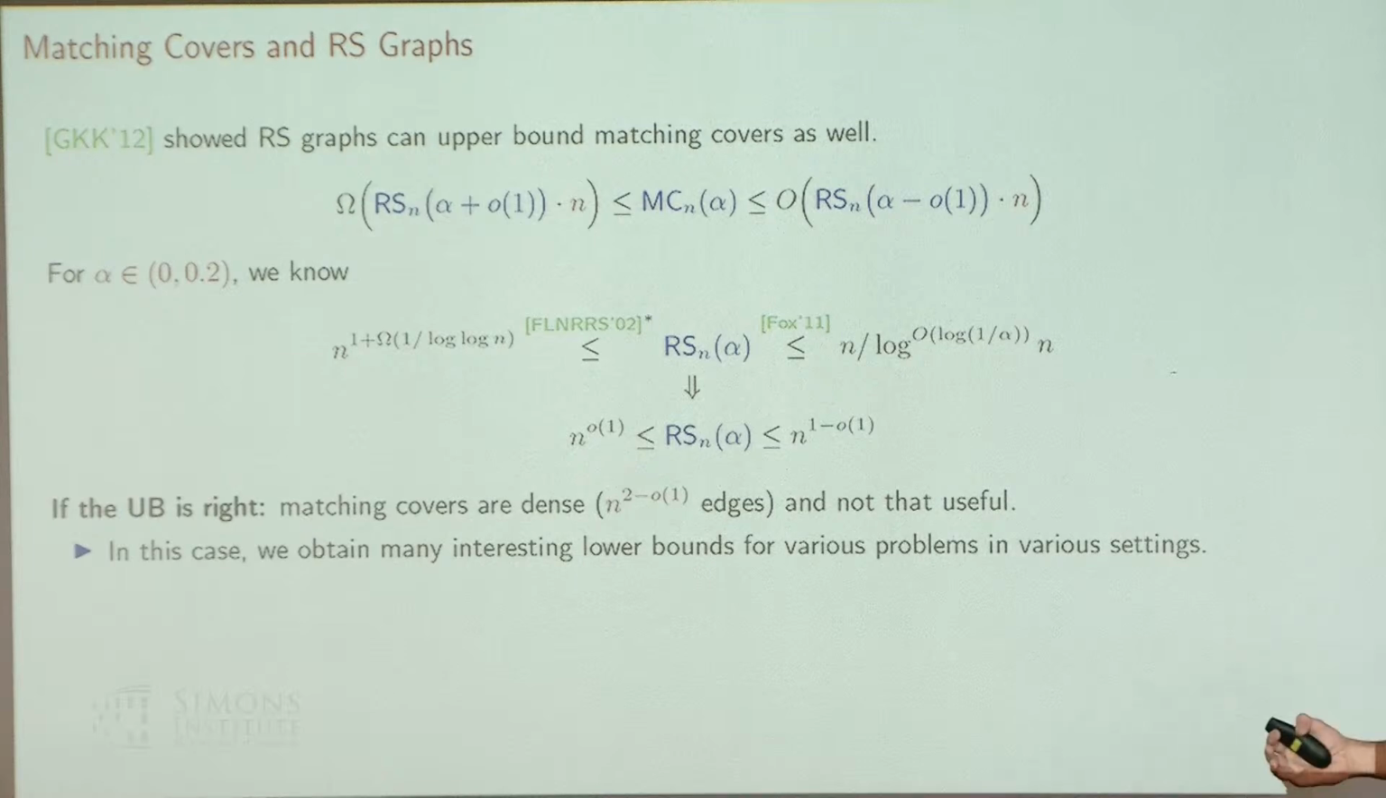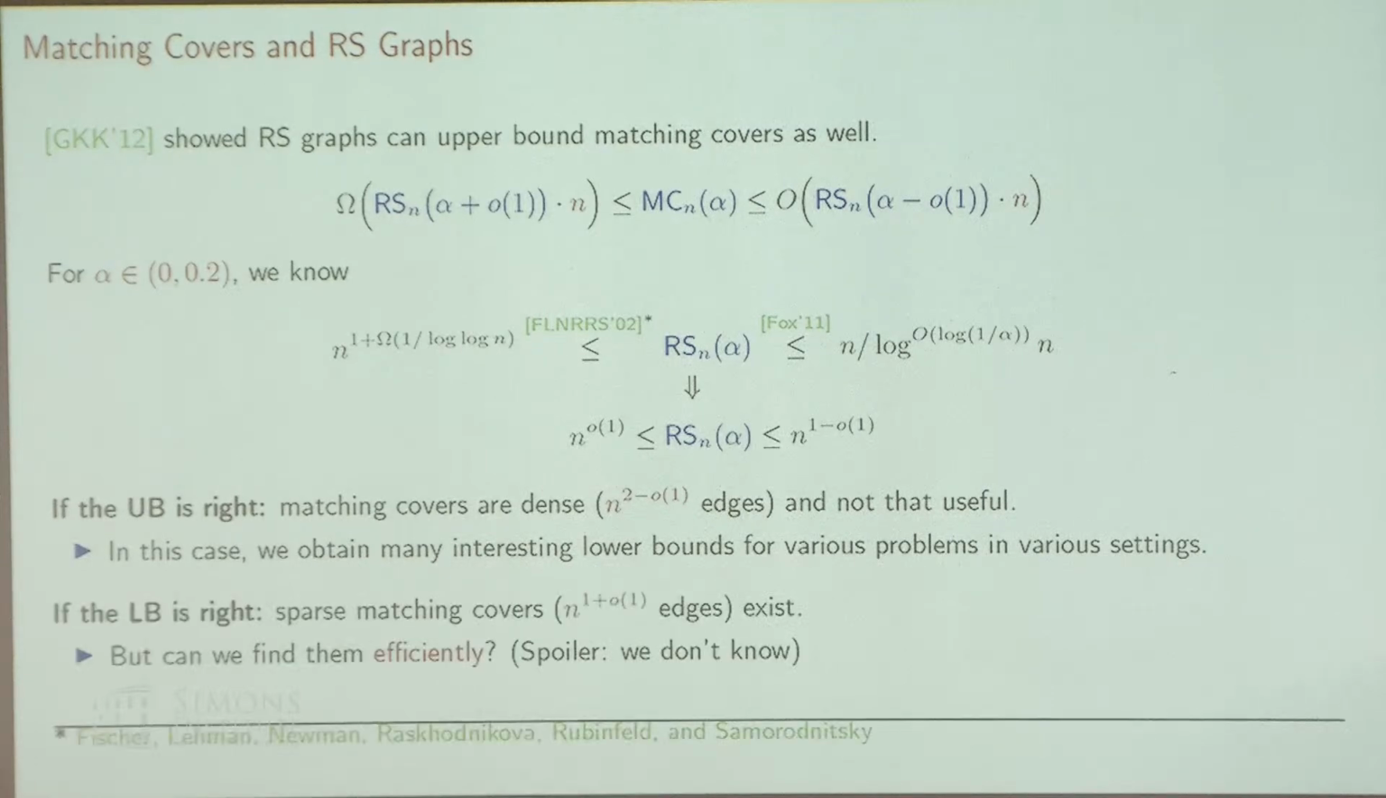So we could be living in two different worlds, depending on what the value of RS is. If the upper bound is the right answer, matching covers must be dense. Matching covers are probably not that useful, at least when alpha is small. But in this case, we actually obtain many interesting lower bounds for various settings. Particularly in the streaming setting, we get a lot of lower bounds, not just for matchings, but for a lot of other problems. We could also be living in a world where the lower bound is really the right bound.